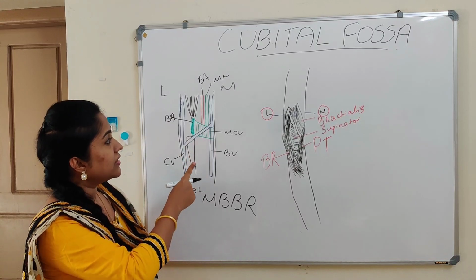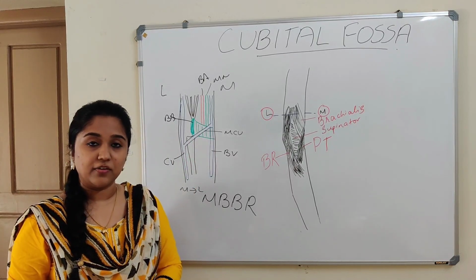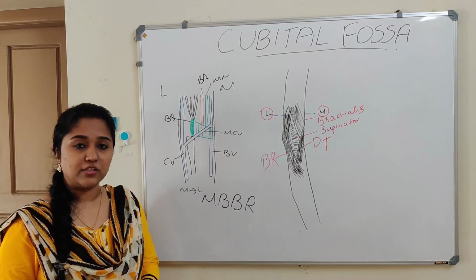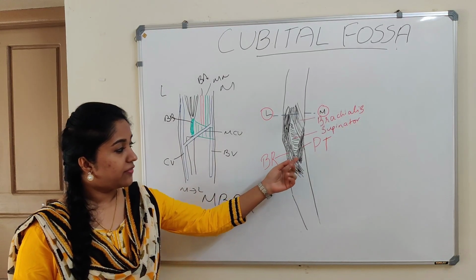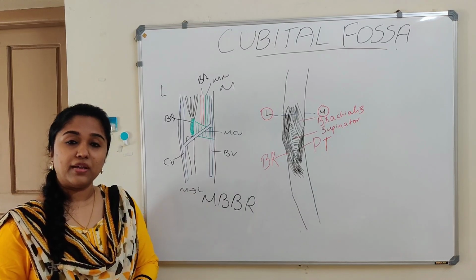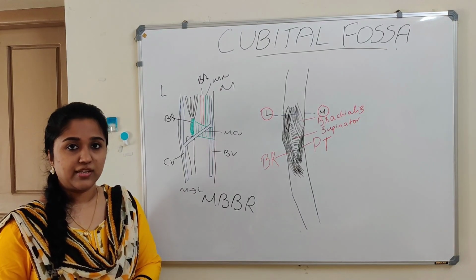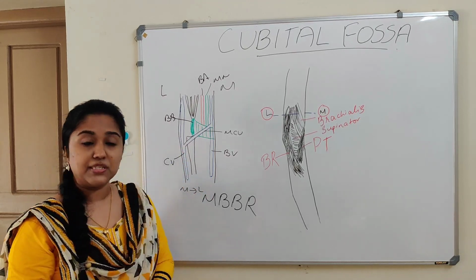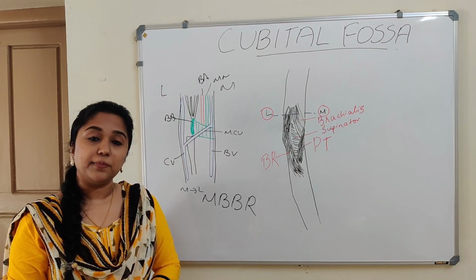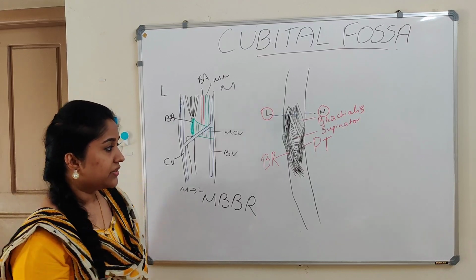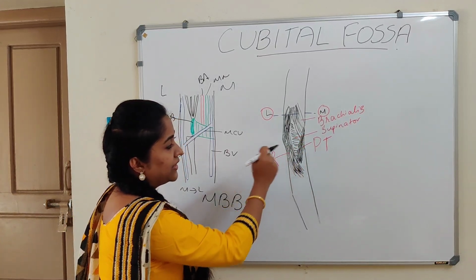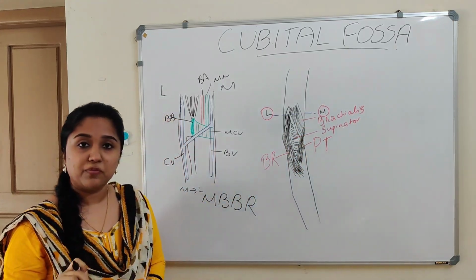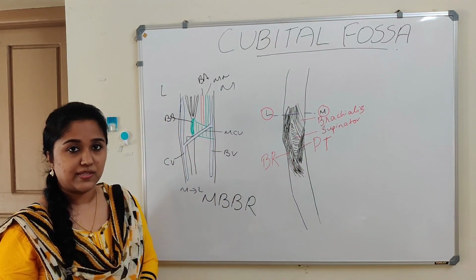So the first content, the medialmost content is the median nerve. The median nerve, before leaving the cubital fossa, gives branches to pronator teres, flexor carpi radialis, palmaris longus and flexor digitorum superficialis muscles. It leaves the cubital fossa between the superficial and deep heads of the pronator teres muscle. You can see the pronator teres muscle here. So the median nerve leaves between the deep and superficial heads of the pronator teres muscle.